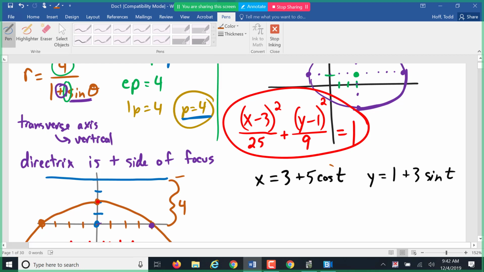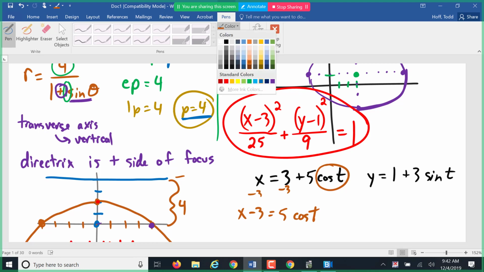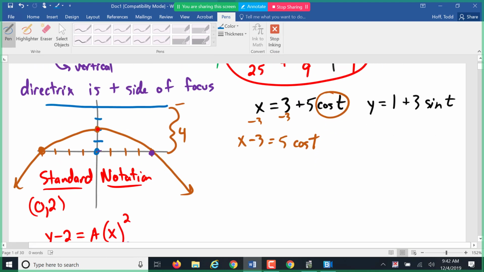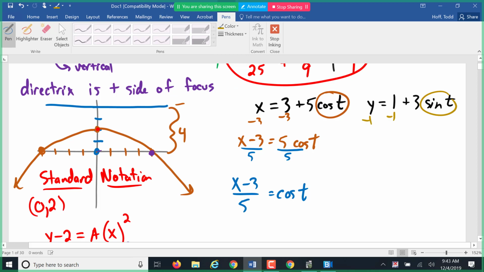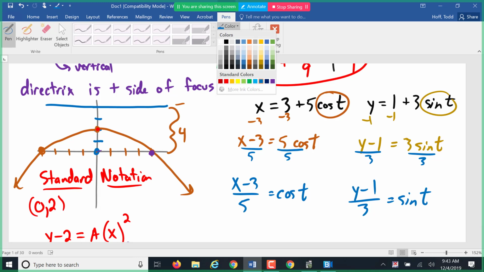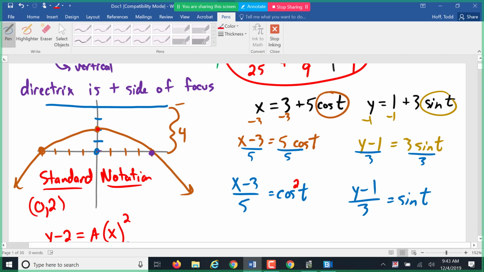What I can do is solve this for cosine t. So I'd subtract 3. x minus 3 equals 5 cosine t. And divide by 5. So I get x minus 3 over 5 equals cosine t. And I can solve this one for sine t. So I subtract 1. So y minus 1 equals 3 times sine t. And divide by 3 there, to get y minus 1 over 3 equals sine t.